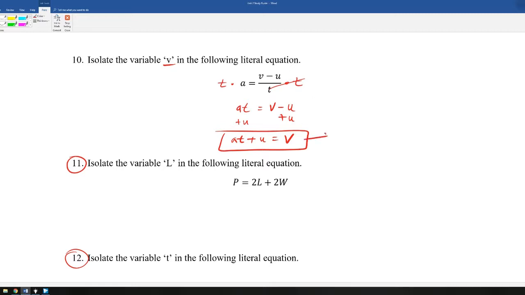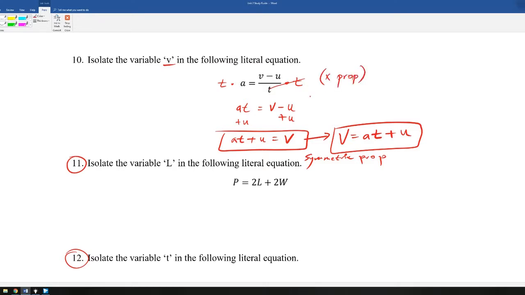And remember, symmetric property can still exist, so you might see an answer like this. Who knows? In the future, they might just rewrite it, but same thing. All right, that's a symmetric property. And again, we used multiplication property of equality. Then we just did the addition property of equality.